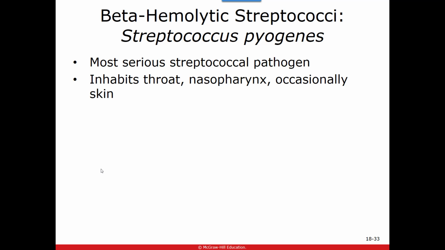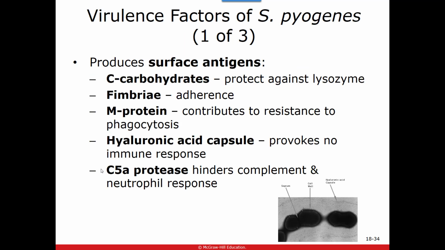Now, some of its virulence factors. There are three sides of them. It does have some surface antigens. It has a carbohydrate called the C carbohydrate that protects against lysozymes, so our own cells can't break it down. It has fimbriae that allow it to attach to surfaces. It has a protein called the M protein that resists phagocytosis, so it doesn't even get eaten. One part of your immune system is to eat bacteria, and this prevents it. It has a hyaluronic acid capsule that hides it. It provokes no immune response. It provides a little camouflage. You can't eat something you can't see.